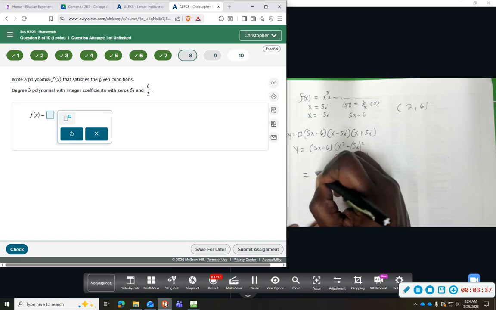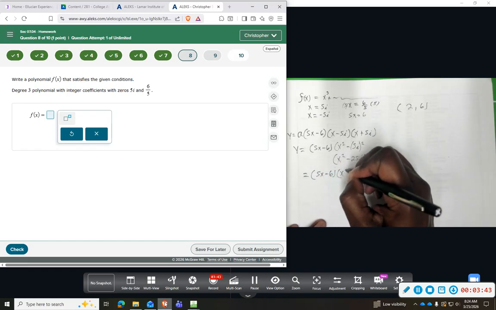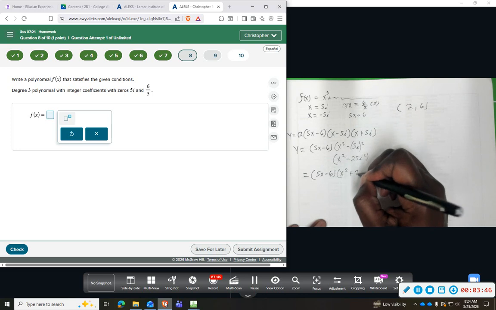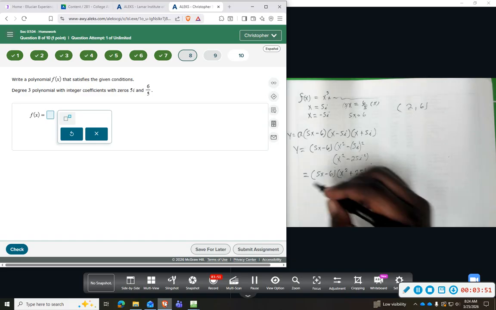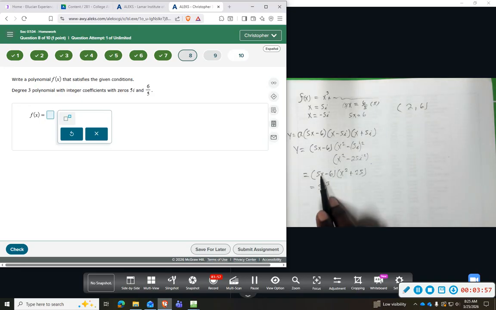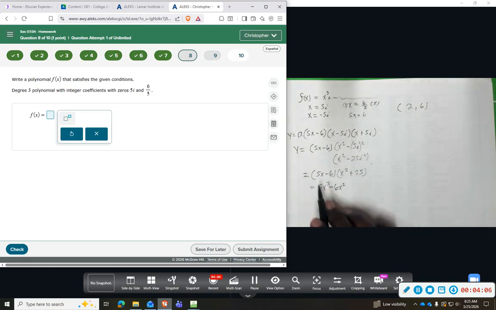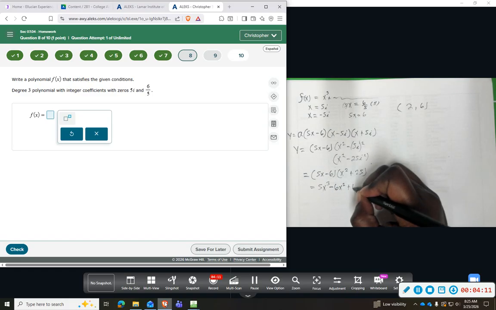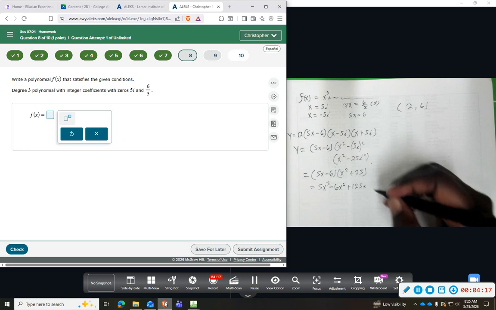And so now I just need to multiply 5x minus 6 times x squared, now plus 25. All right. 5x times x squared, 5x cubed, and then negative 6 times x squared. All right, then 5x times 25, positive 125x, and then negative 6 times 25.